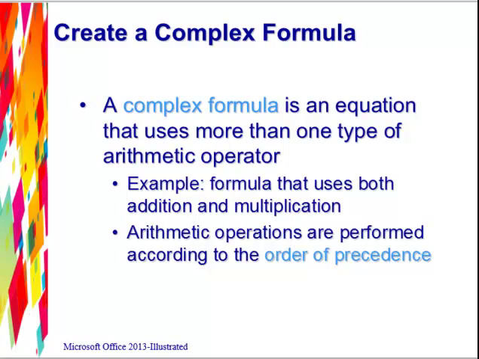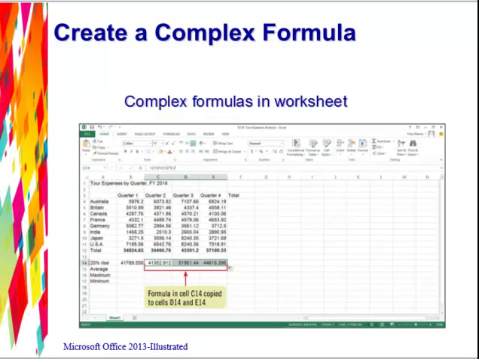We're going to talk about creating a complex formula. A complex formula is an equation that uses more than one arithmetic operator, such as one that does multiplication and division or does addition and multiplication. Arithmetic operations are performed according to the order of precedence, just like you remembered from basic math we learned when we were younger, going left to right. Multiplication and division take precedence over addition and subtraction.